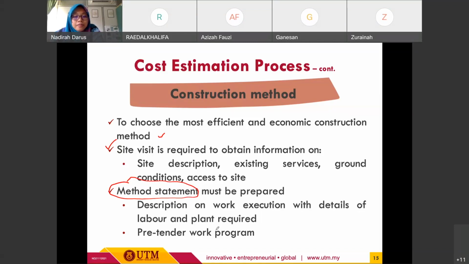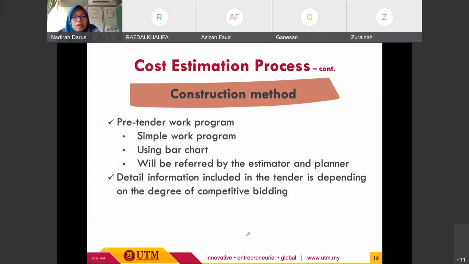And then, what we call the other subcomponent for the method statement, the respective parties can provide the pre-tender work program as an inclusion for this method statement, right? So they can refer to both method statement and also pre-tender work program, right? Okay, so in general, pre-tender work program refers to the simple work program. Sometimes they just prepare a simple one using bar chart, depending on the scope of work.